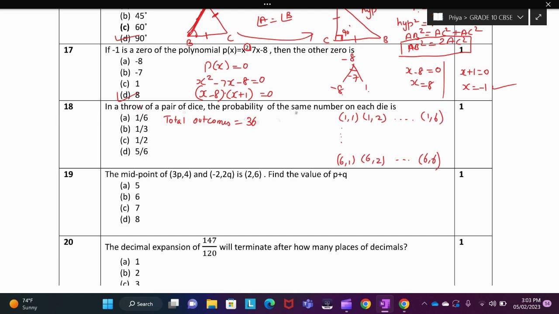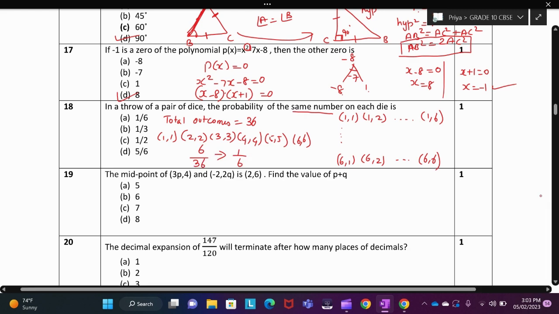Out of this, I have to get the same number. So how I will get the same number? What are the possibilities? 1 comma 1, 2 comma 2, 3 comma 3, 4 comma 4, 5 comma 5, and 6 comma 6. So the number of possibilities are 6 out of 36, which will be reduced to 1 by 6. So the option is A.